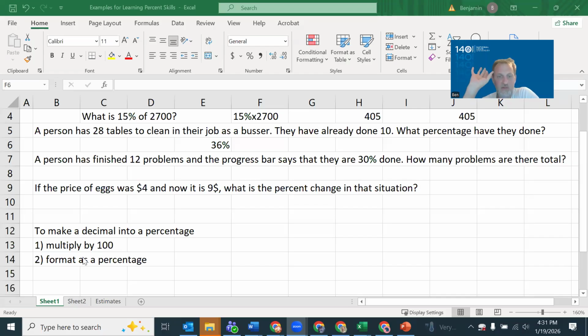All right. Last question. There's another one, but I'm going to do some more notes before we get to that. A person's finished 12 problems and the progress bar says that 30% done. So how many problems are there total? So in this situation, which I hope again feels familiar, you've done some problems, you've got a progress bar, so you can see, oh, I'm 30% of the way. How many problems are there total?